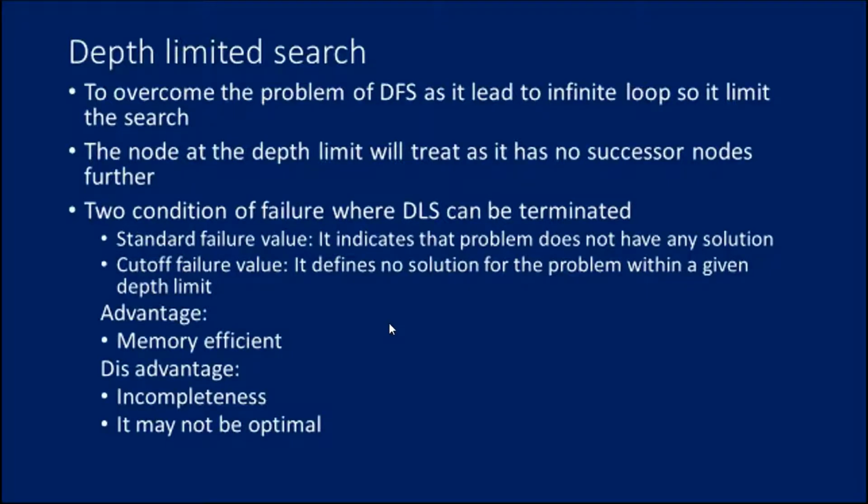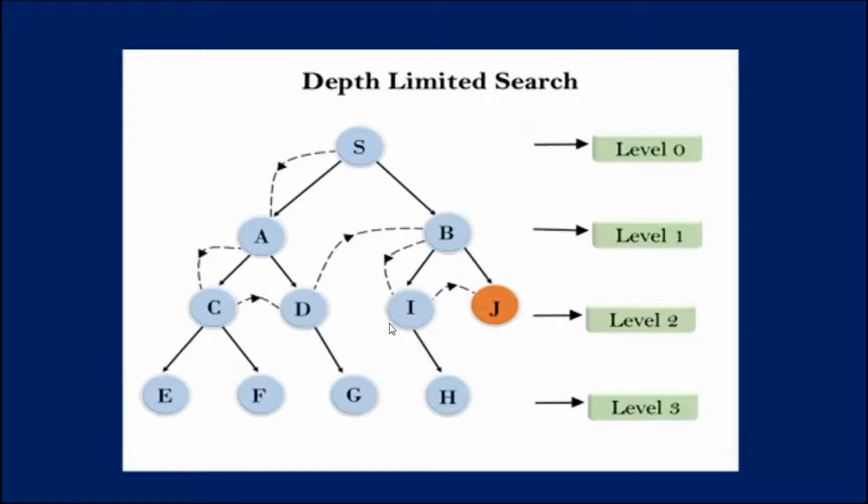Let me explain with an example so that it becomes clear. This is the diagrammatic, graph and tree representation, which shows how depth limited search works. Here it starts from the start node S, then comes to A, then C, then D, and after D no goal node is found. So it backtracks to B, then comes to I, and then J. Here the goal node is J.